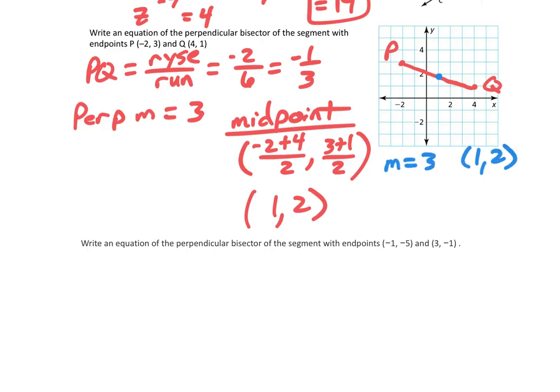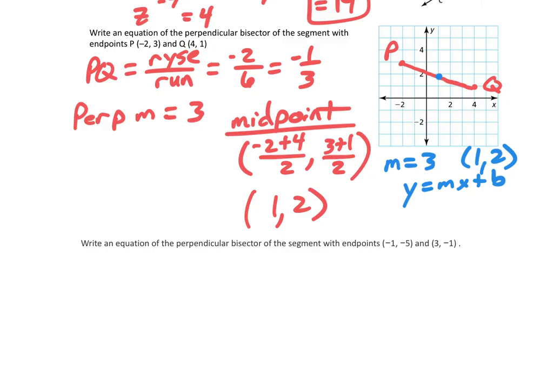So we're going to write an equation that has to have a slope of 3, and it goes through the point (1, 2), because the line's going to go right through the middle of that segment. So I have an m, I have an x, and I have a y. There's a couple of different ways that you could do this, but the one I think we've used the most is slope-intercept form, y equals mx plus b. That would be the way that we usually choose to write our equation.